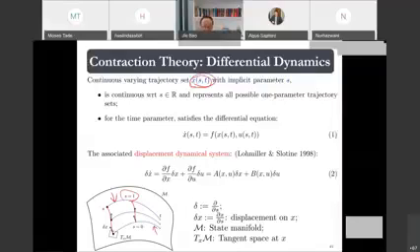In that case, we can rewrite the state space equation, and then we can look at something called differential dynamics or displacement dynamics. This work was initially introduced by Romeo and Slotine in 1998.